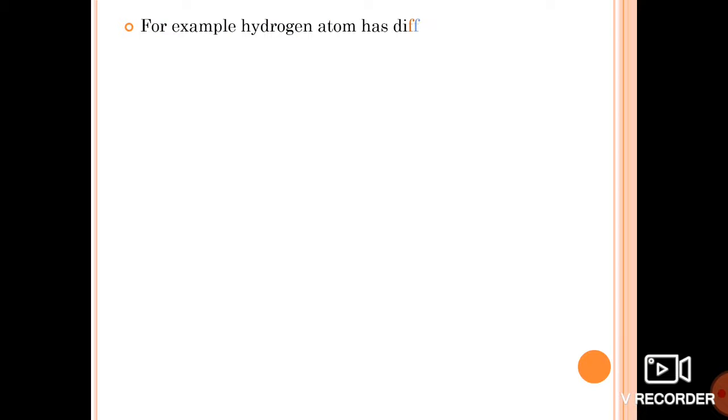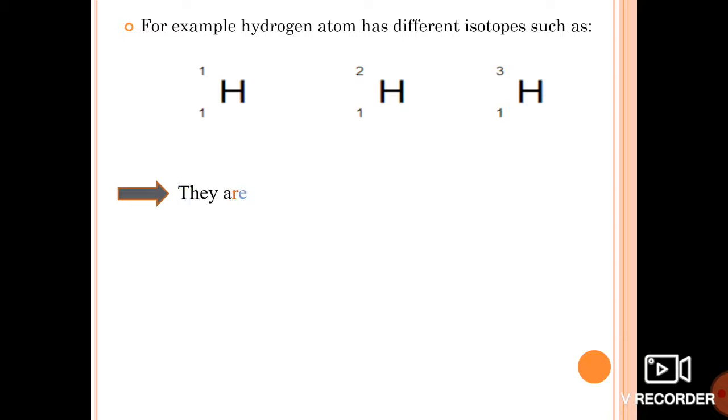Let's give an example. For example, the hydrogen atom has different isotopes such as hydrogen-1 (¹₁H), hydrogen-2 (²₁H), and hydrogen-3 (³₁H). 1 is the atomic number, while the mass number of the first hydrogen atom is 1, the mass number of the second hydrogen is 2, and the mass number of the third hydrogen is 3.